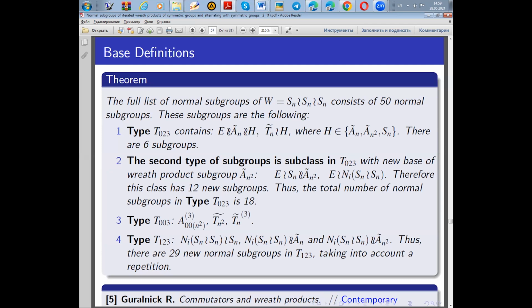E wreath product A tilde N with wreath product H, T tilde N wreath product H, where H is one of these, and there are 6 subgroups. And of the second type, we have a recursive construction. We use NE, where NE is a normal subgroup from such a wreath product, and E as wreath product A tilde N square.